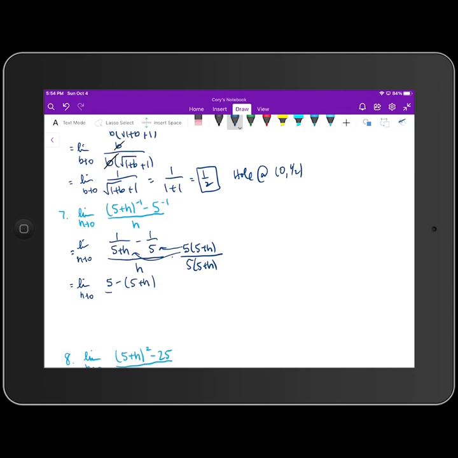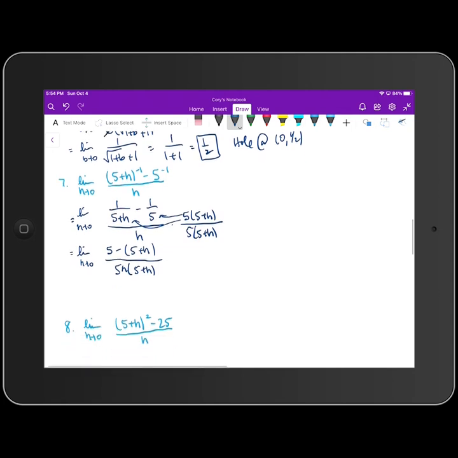Okay, and then on the bottom, again, I'm going to keep that denominator in factored form because ultimately I'm going to want to cancel a factor in the numerator and denominator. Okay, so when I distribute the negative in the numerator, we get the limit as h goes to 0 of 5 minus h all over 5h times 5 plus h.